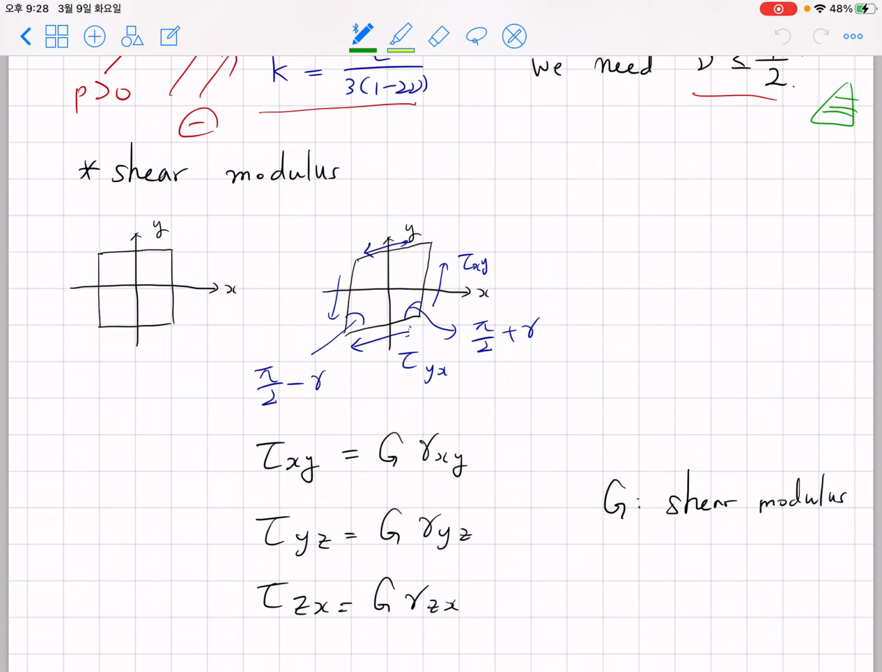The last elastic constant we're going to consider is shear modulus. Shear modulus considers the material response to shear. Suppose you have an originally square-shaped material, and under shear stress like tau xy and tau yx, you can expect the shape to change.